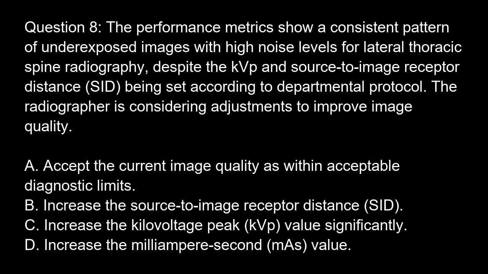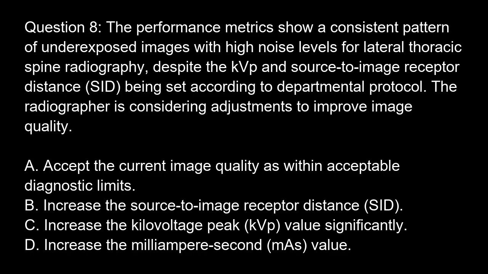Question 8. The performance metrics show a consistent pattern of underexposed images with high noise levels for lateral thoracic spine radiography, despite the kVp and source-to-image receptor distance, SID, being set according to departmental protocol. The radiographer is considering adjustments to improve image quality.